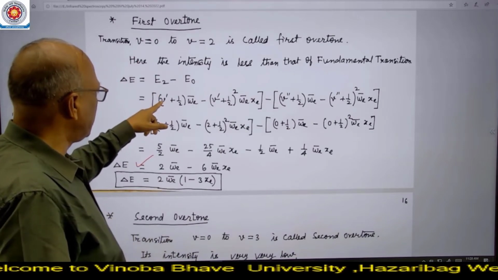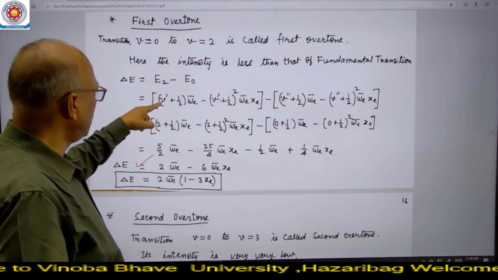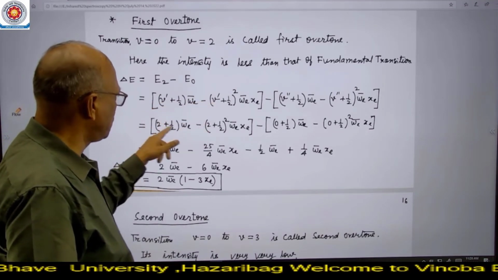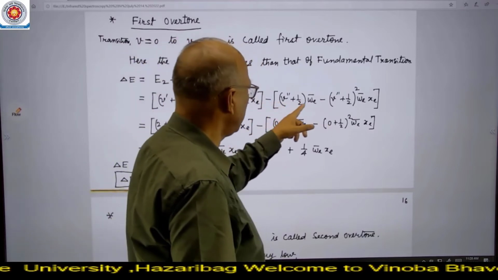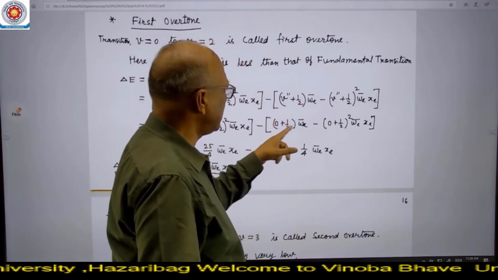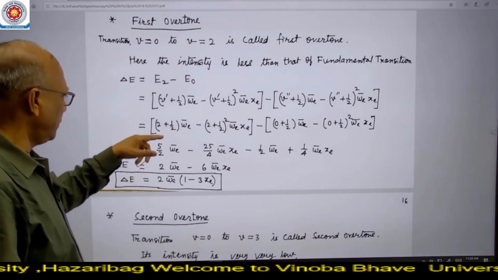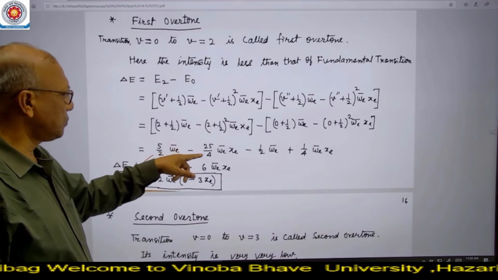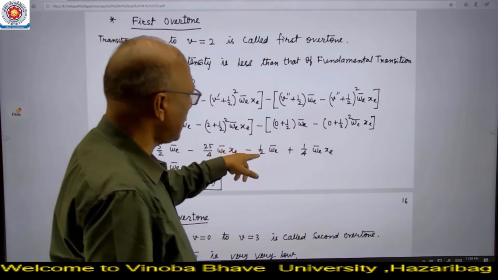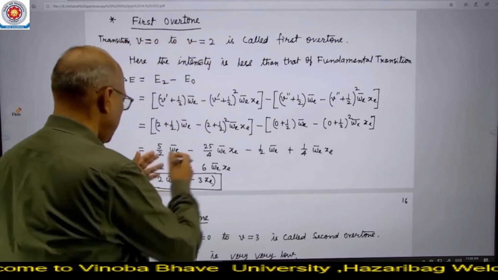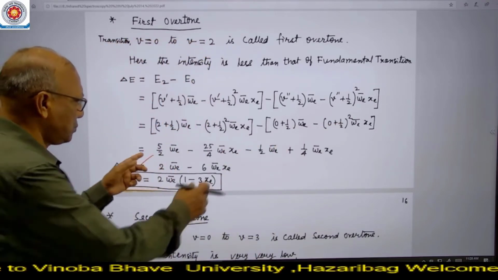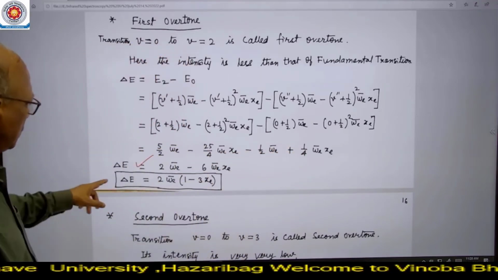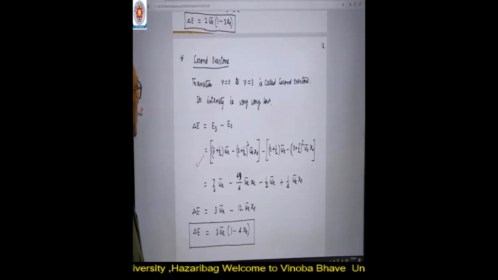Here, for the vibrational quantum number, we put the value of 2 for the upper energy level, and for the lower energy level, we put the value of V as 0. Again, after simplification, it becomes 5 by 2, 5 by 2 whole square, that is 25 by 4. Again it becomes half and 1 by 4. If you simplify, these two give 2 omega E and these two simplify to 6 omega E Xe. So this is the equation for the first overtone.